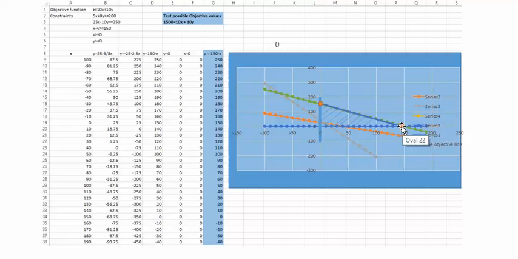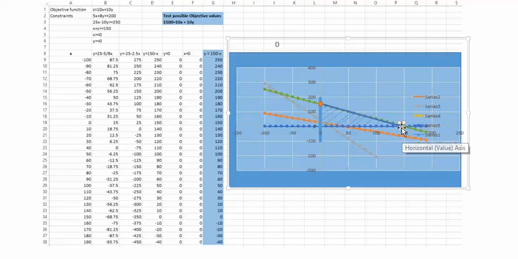We check first the corners, that are here and there, the orange dots. The value for this corner right here is going to be 10x, where x is equal to 150, plus 10y, where y is equal to 0. And this will give us the answer 1500.